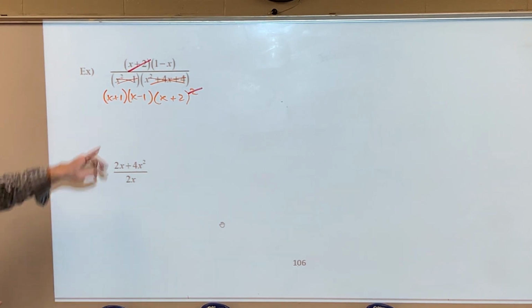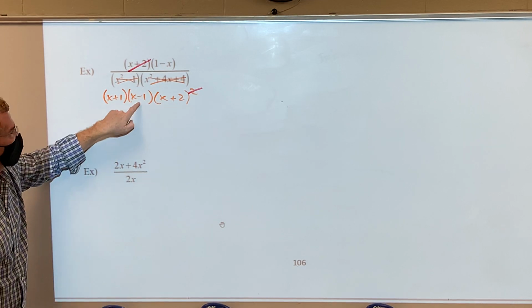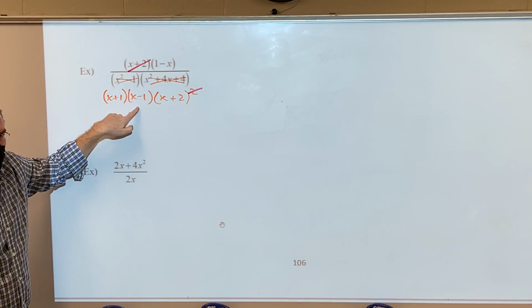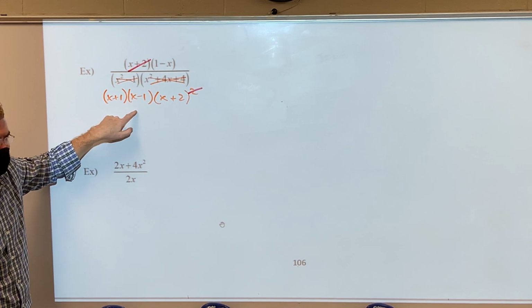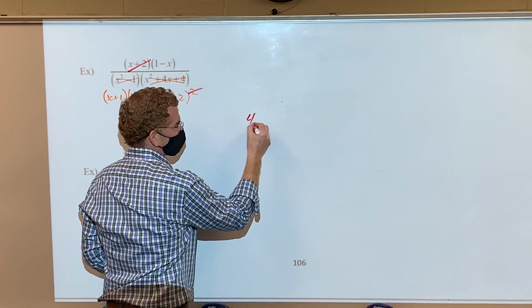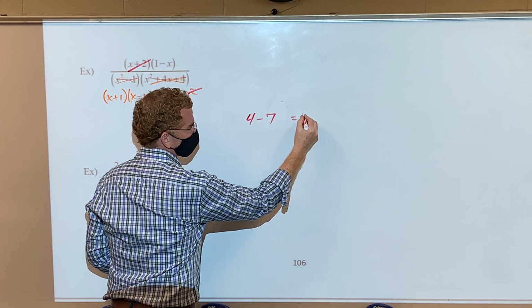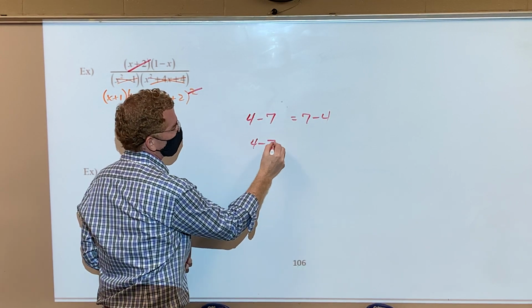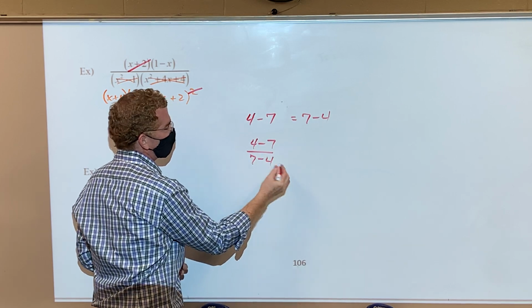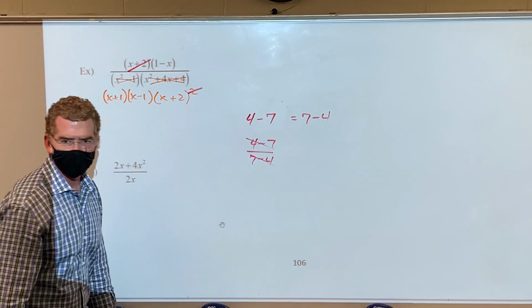So what he's processing right now is, does that and that cancel? Yeah. Now, this is a big deal. It's going to cost you 4 points on your test if you miss this. Does 4 minus 7 equal 7 minus 4? No. So if I have a 4 minus 7 over a 7 minus 4, for you to cancel them would be a little irresponsible, wouldn't it?